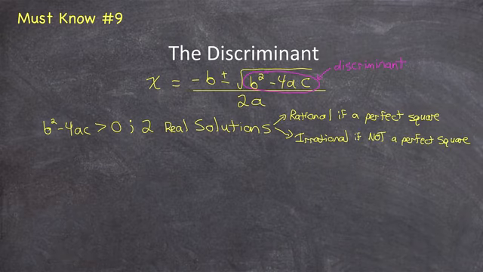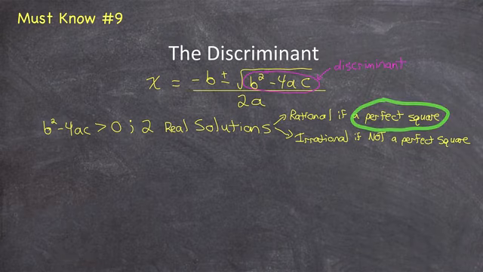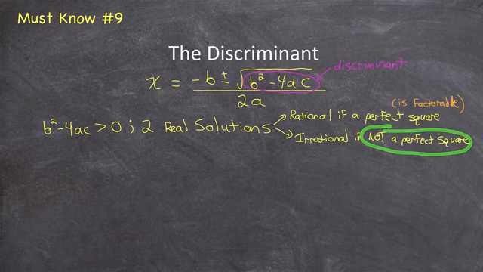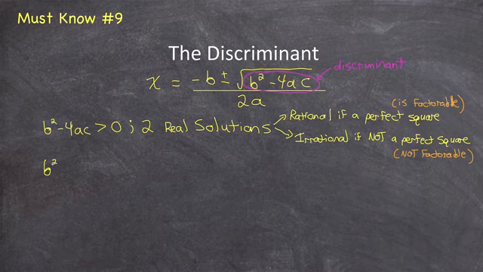Another useful tip is that if b squared minus 4ac is a perfect square, that also indicates that the quadratic is factorable. But if b squared minus 4ac is not a perfect square, then you know the quadratic is not factorable.